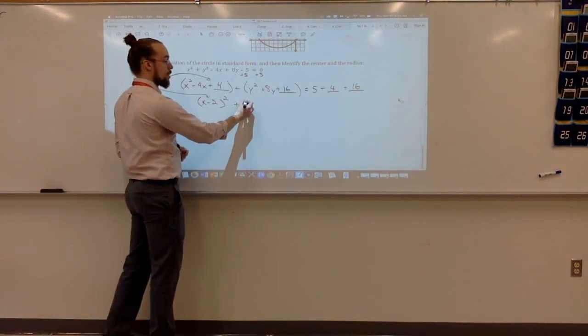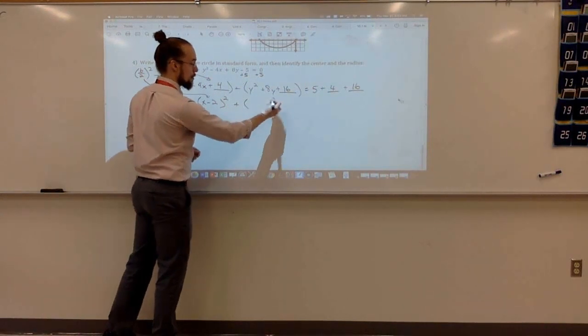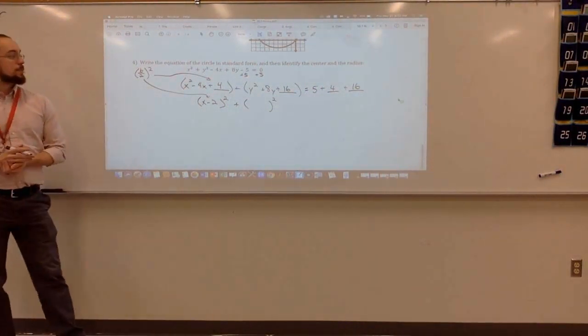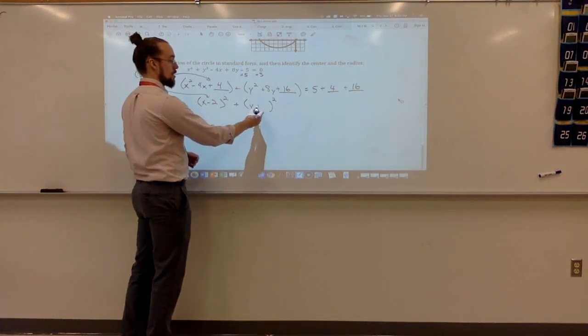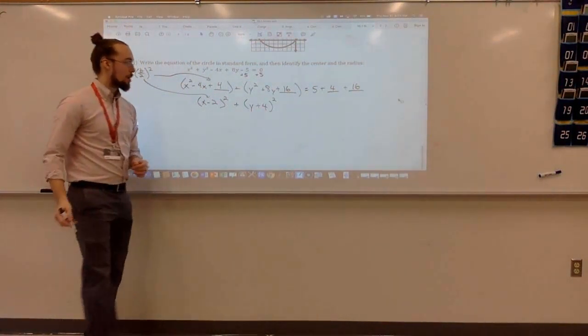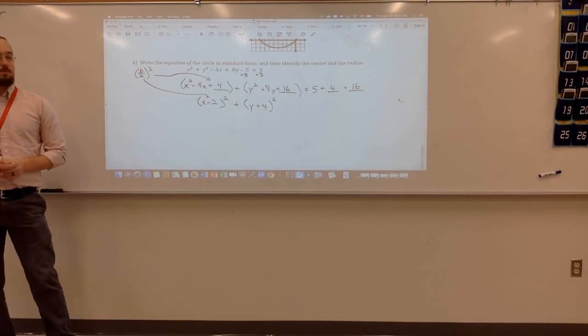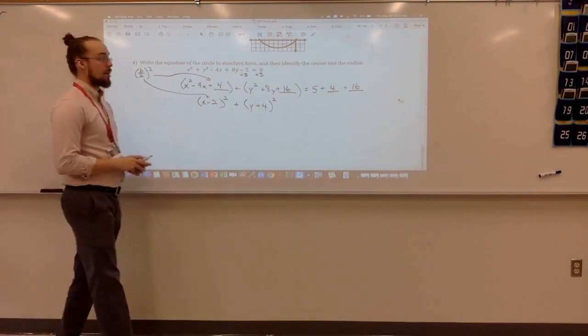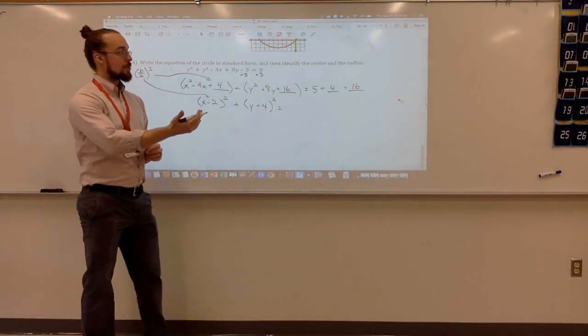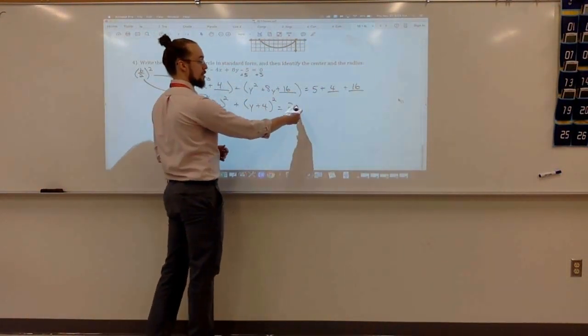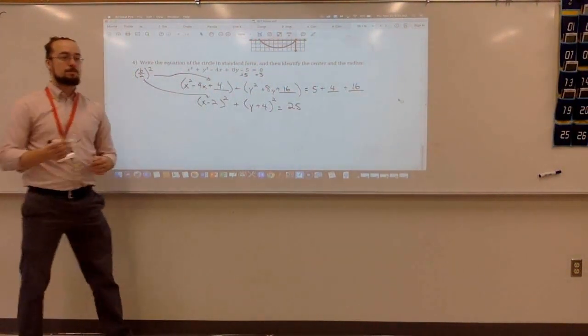Do the same thing for the y's. So this is going to factor into something squared. So what is this one going to be? Y plus 4. And then equals 5 plus 4 plus 16, which is 25.